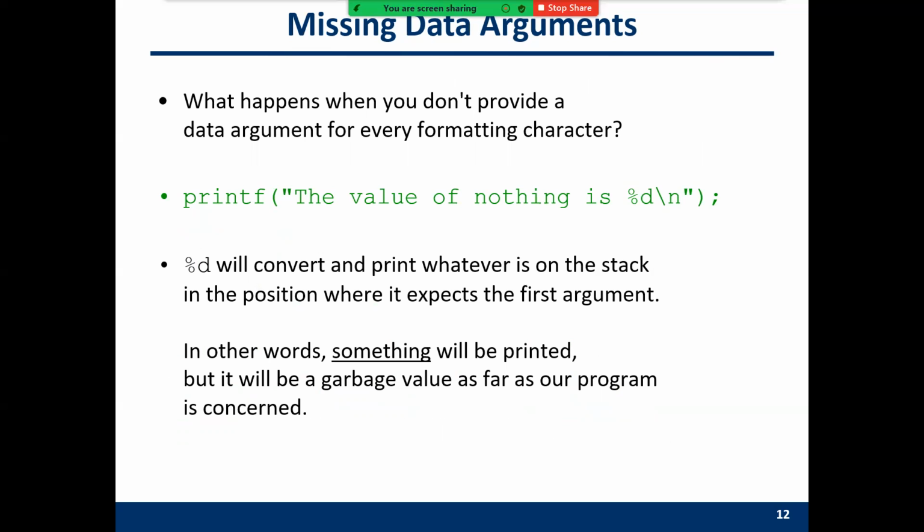So you may make some mistake like this. The first mistake is that you have this symbol, but you didn't specify the variable here. This sentence indicates you want to print out an integer, but you don't actually specify the integer variable here. So in this case, this symbol will convert whatever is on the stack in the position where it expects the first argument. So it will give you some random number.